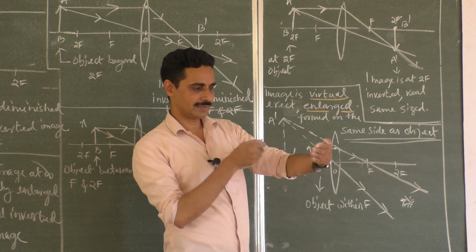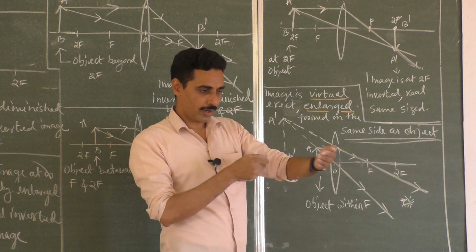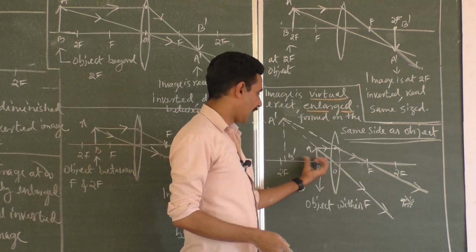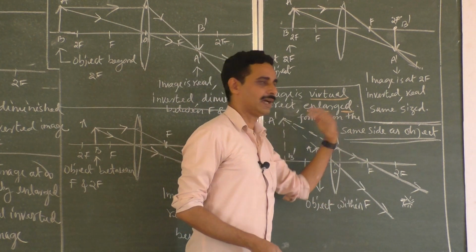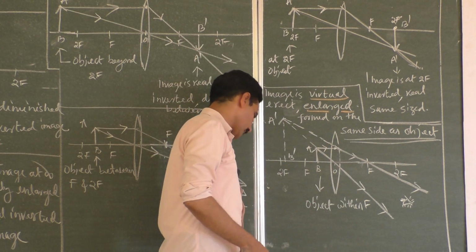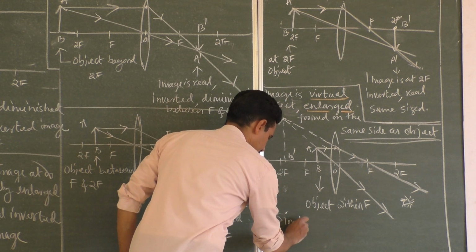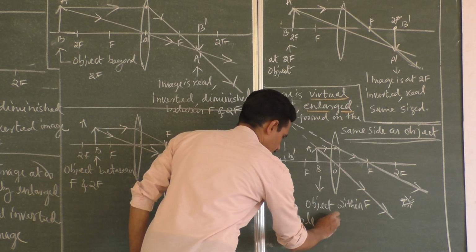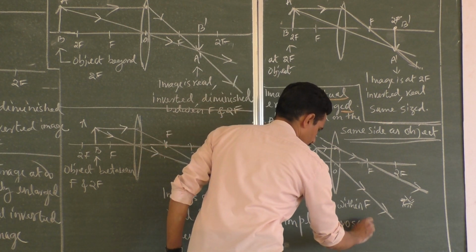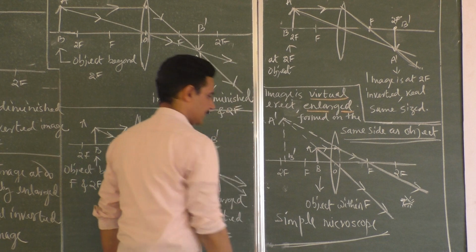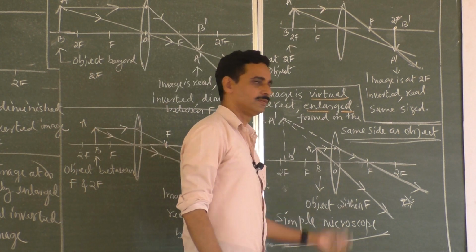We hold the lens in such a way that we get the enlarged image. We adjust the lens till the object comes within the focus. As soon as the object is within the focus, we get an enlarged image, and that is a simple microscope. So this is the diagram for a simple microscope. A simple microscope uses one convex lens, and the object must lie within the focus.